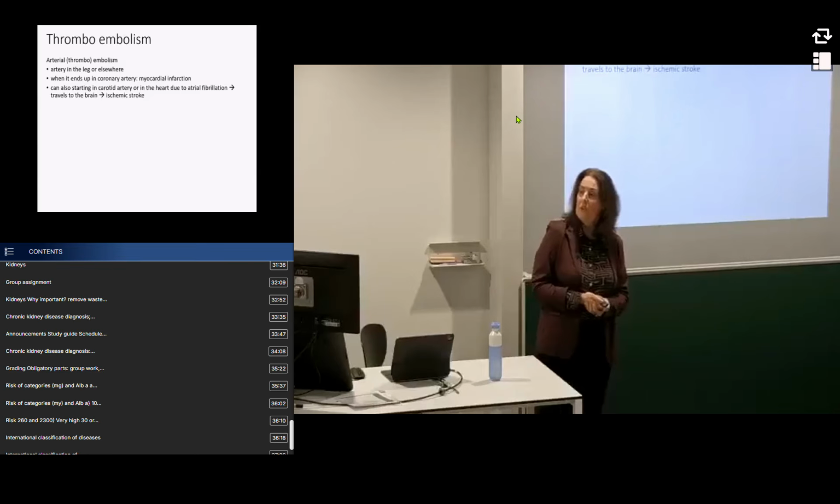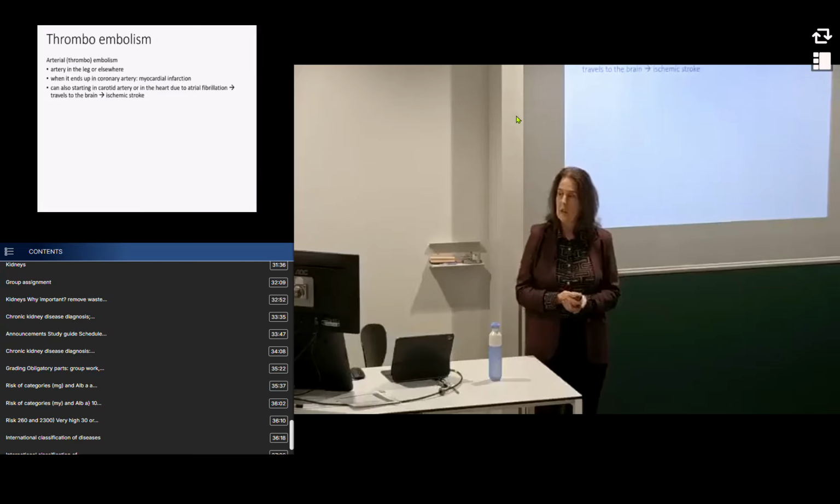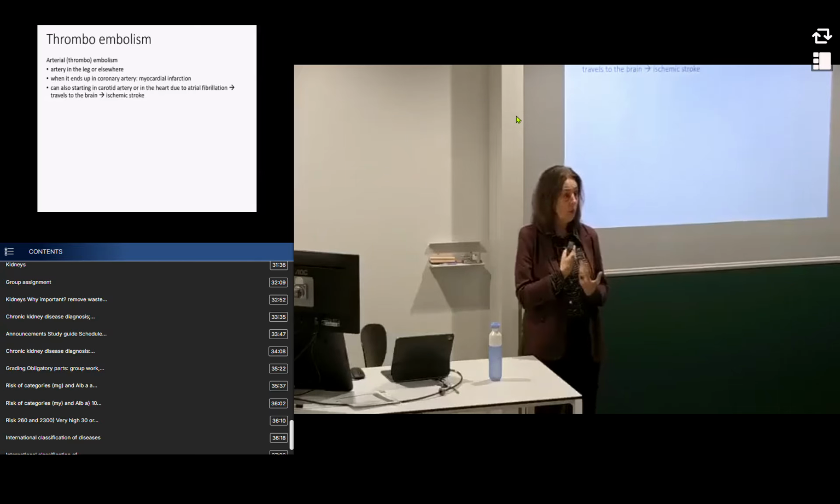Another major disease in cardiovascular disease is thromboembolism. So when you have that artery in the leg that has atherosclerosis, when there is a blood clot formation, it may become an embolus traveling through the body and end up elsewhere in the body. And for example, it can end up in the heart, in the coronary arteries of the heart. You may develop a myocardial infarction.